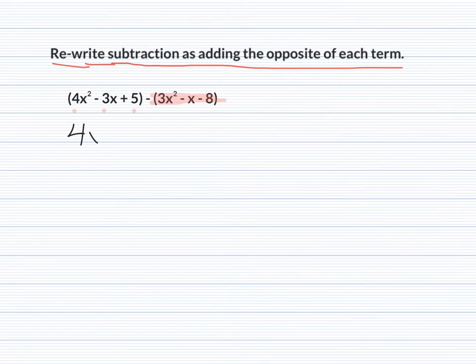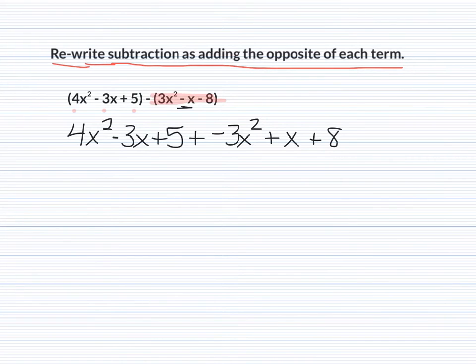So I've got 4x to the second minus 3x plus 5. Plus, okay, the opposite of 3x squared is negative 3x squared. Okay, I see a negative x, so the opposite of negative x is plus x, or plus a positive. Okay, the opposite of negative 8 is positive 8, so I'm going to do plus positive 8.